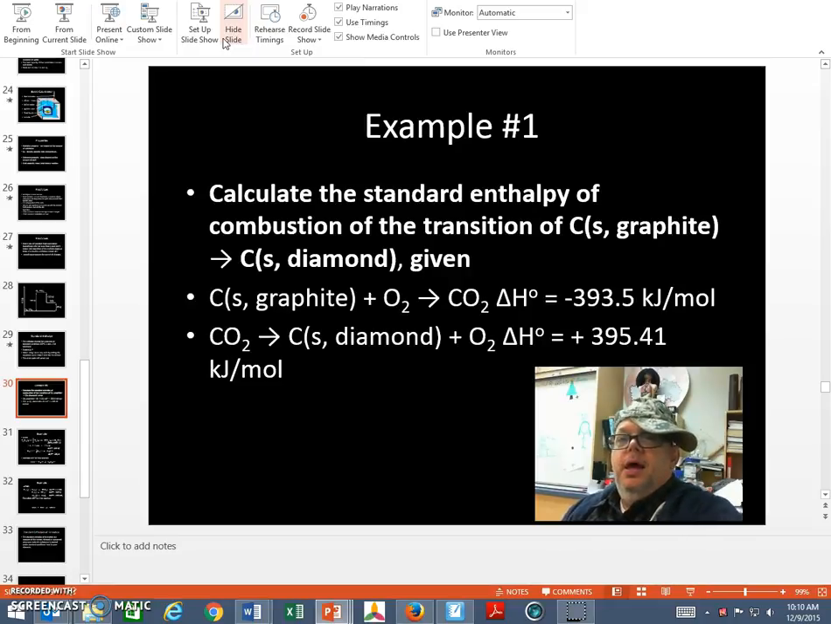Okay. I'm using a different format this time for the second part of the review because for the first part, the battery died on the camera and I could only get to this problem here. But that took care of a lot of the slides that you needed to be familiar with. So here we're going to be calculating the standard enthalpy of combustion for the transition of carbon in the form of graphite to carbon in the form of diamond, given those two pieces of information that you see on the screen here.